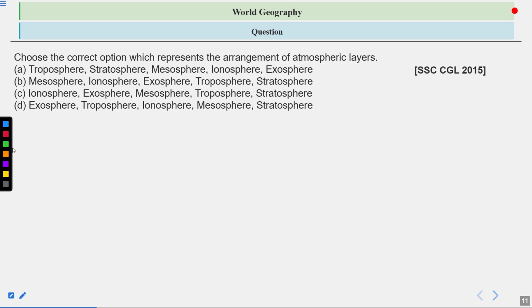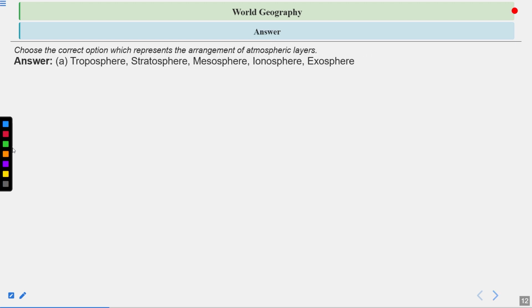Choose the correct option which represents the arrangement of atmospheric layers. Options are: troposphere, stratosphere, mesosphere, ionosphere, exosphere. Mesosphere, ionosphere, exosphere, troposphere, stratosphere. Ionosphere, exosphere, mesosphere, troposphere, stratosphere. Exosphere, troposphere, ionosphere, mesosphere, stratosphere. So if we talk about this one, so correct answer will be troposphere, stratosphere, mesosphere, ionosphere, exosphere.